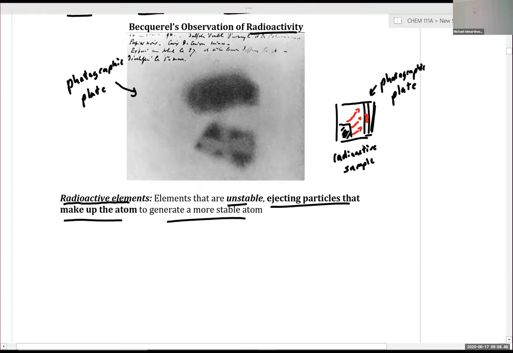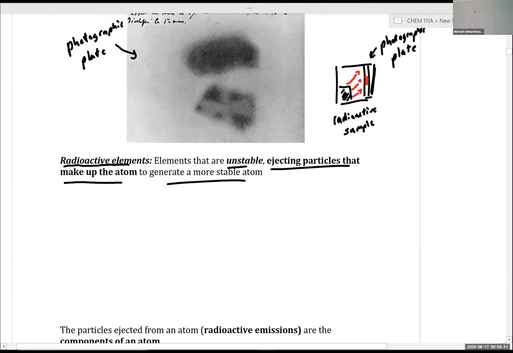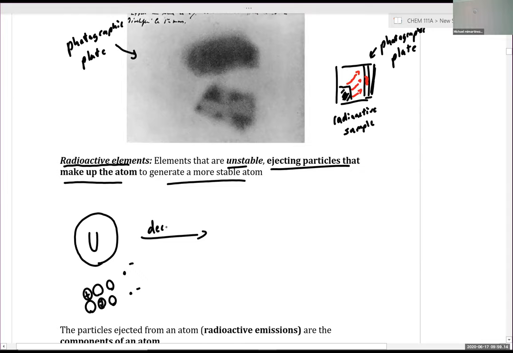So just to recap, radioactive elements are unstable. If we think about a radioactive element, such as, for example, uranium, this radioactive element can be thought of as a composition of component particles. And as a radioactive element decomposes, we will end up emitting some of these component particles that make up an atom.